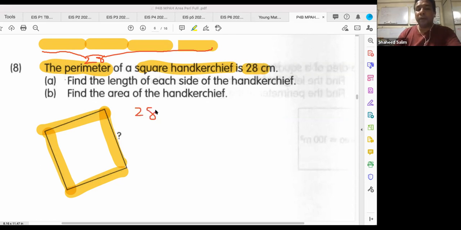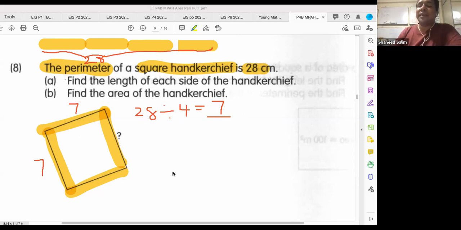28 divided by 4. I do not know what it is. Find out now what times 4 equals 28. You must know your timetable. Answer is, in the olden days they say this 7. Sometimes the makcik-makcik say 7. 7 means 7 lah, not set. But anyway, so this is 7.